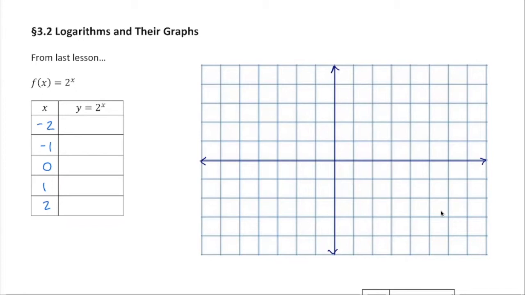So we are going to evaluate -2. So 2 to the -2 power, remember, is just 1 over 2 squared, which is 1/4. 2 to the -1 power is 1 over 2 to the first power, which is 1/2. 2 to the 0 is 1. 2 to the first power is 2, and 2 squared is 4. So if we go ahead and graph this, we get -2 and then 1/4, -1 and then 1/2, 0, 1, 1, 2, and 2, 4.